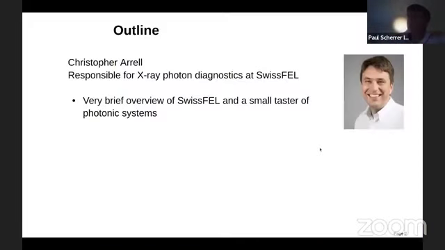So, just an outline. My role at the institution and my background is I'm responsible for what we call the X-ray photon diagnostics. So all the different schemes and methods we have for measuring and understanding the X-ray pulse that our machines are producing. As I say, I'm going to give you a highlight of three of the photonic systems that we use.